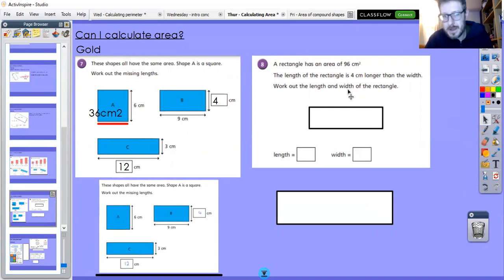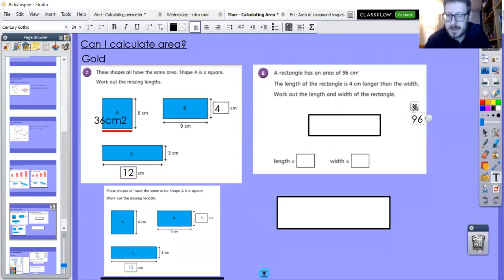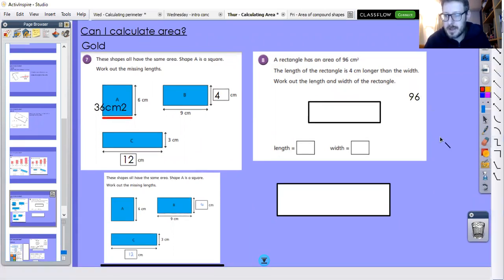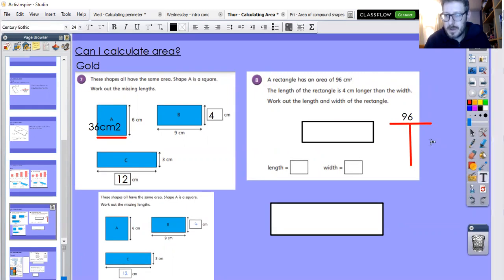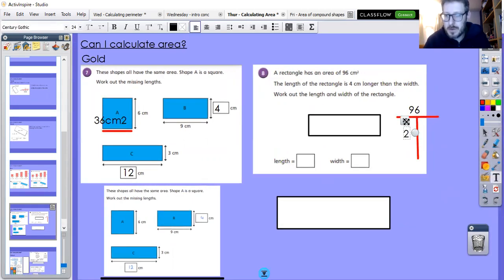So you can divide it by 2 first of all. Effectively you're working your way through the number facts that make up the factors of 96. So you could almost do a factor diagram, a T-chart, and then find all the different factors of 96. If you divide it by 2, it would be 2 and 48.